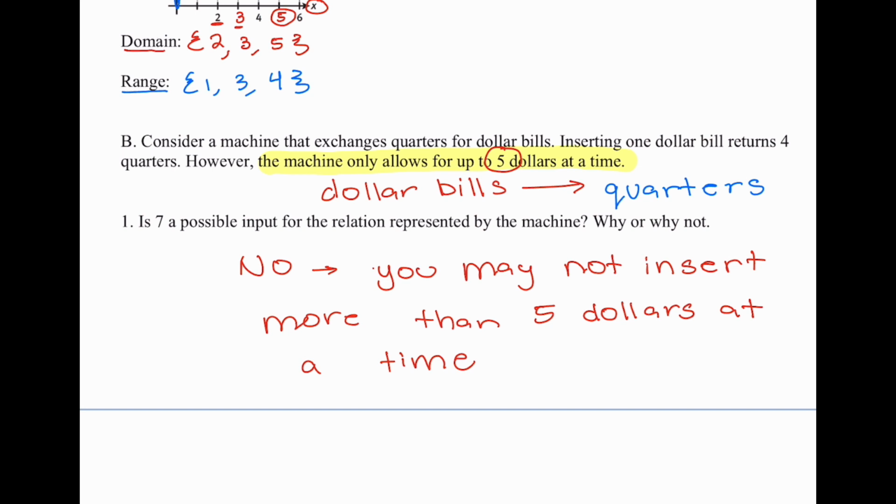Seven is not a possible input for the relation because I cannot insert more than $5 at a time. This also means that 7 is not in my domain. If 7 is not an input, it can't be in the domain. My domain is all of my inputs, and if 7 is not an input, it is not in the domain.